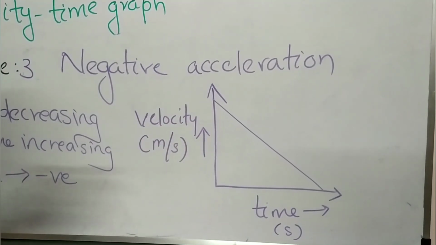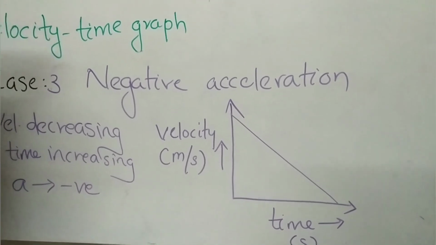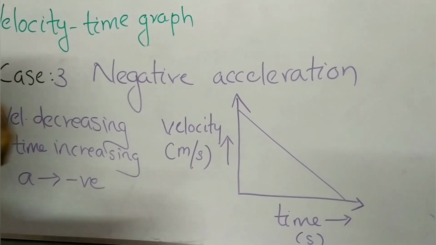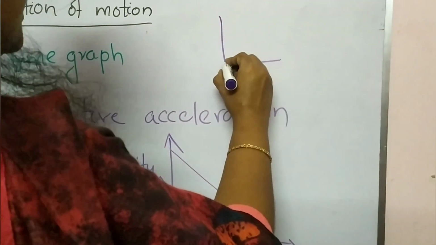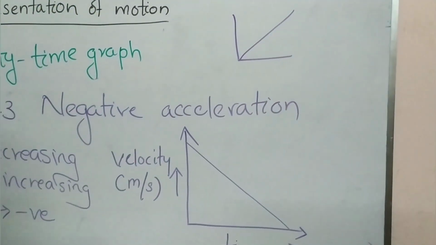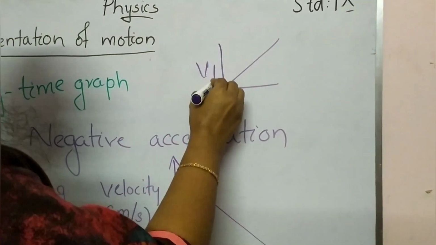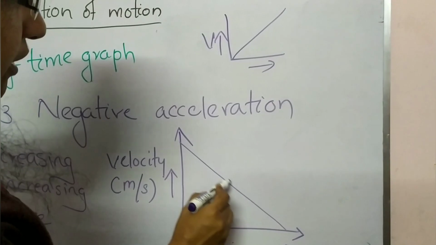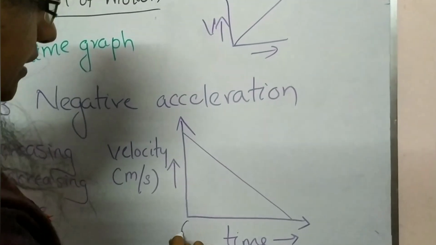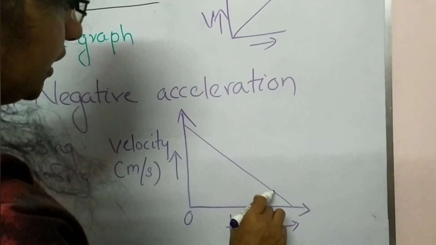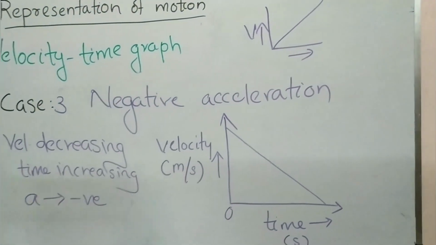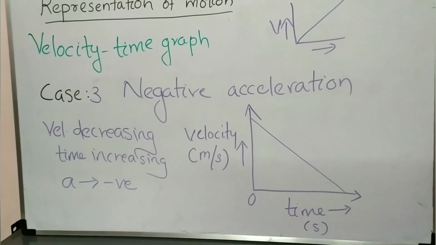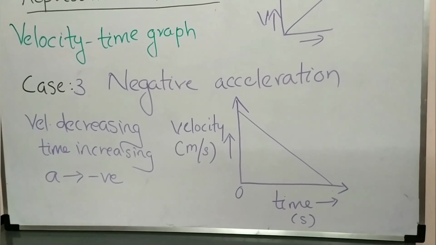Then what is the difference between negative acceleration and positive acceleration? In the case of positive acceleration, we have drawn like this. That time velocity is increasing with respect to time. But here you can see the velocity is decreasing. Time is increasing, velocity is decreasing. So, like this you can represent the motion of an object with negative acceleration.